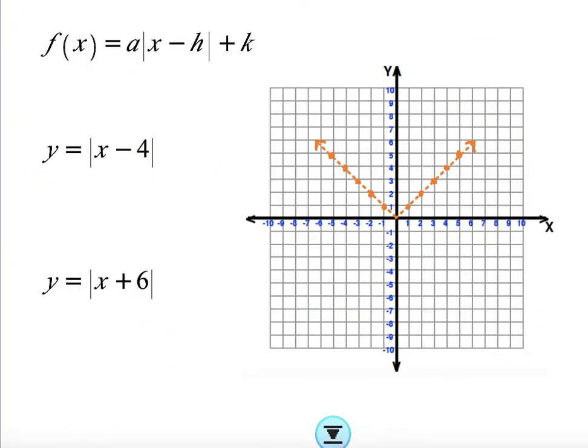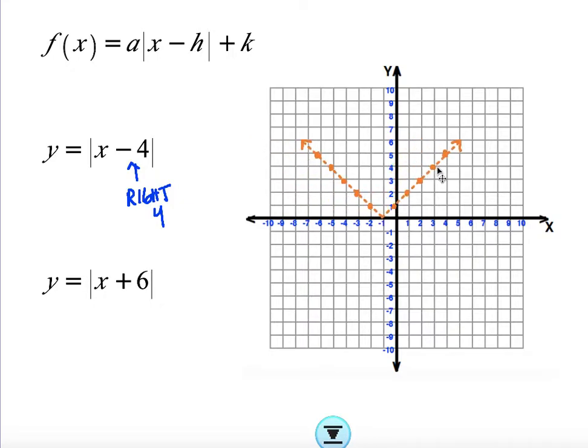Okay, so which way do you think this is going to go? Left or right? When you see a minus, it's actually going to the right. Remember, when it's inside the function, it's like the opposite of what your intuition would say. And then I just wanted to show you this parent function here.